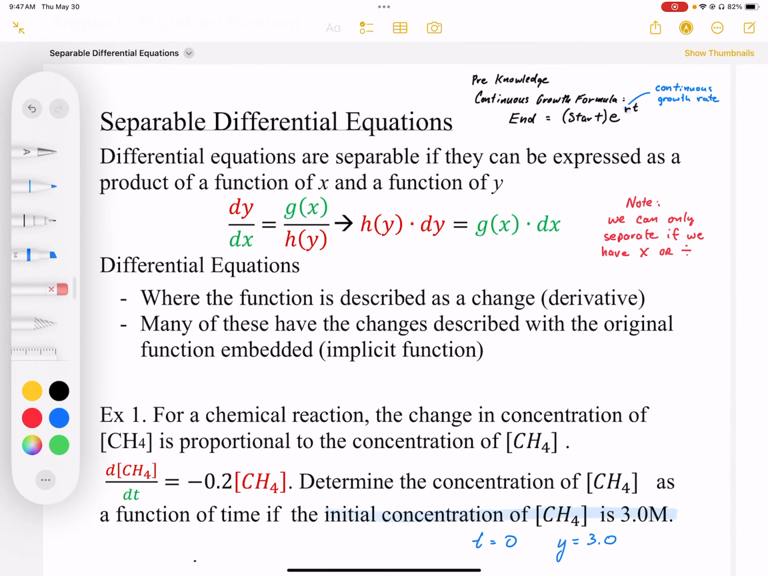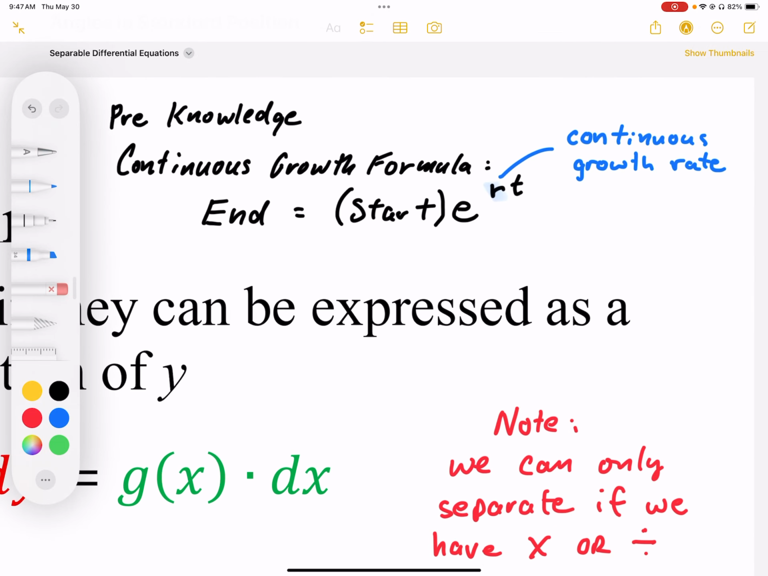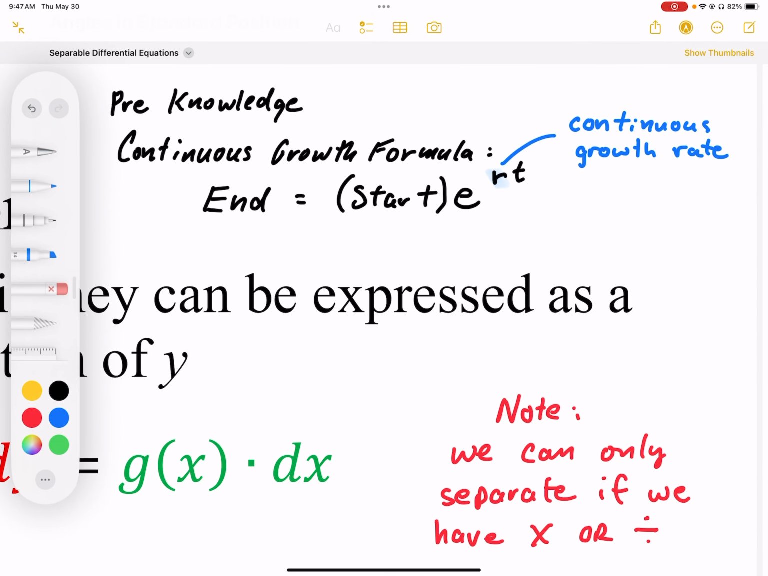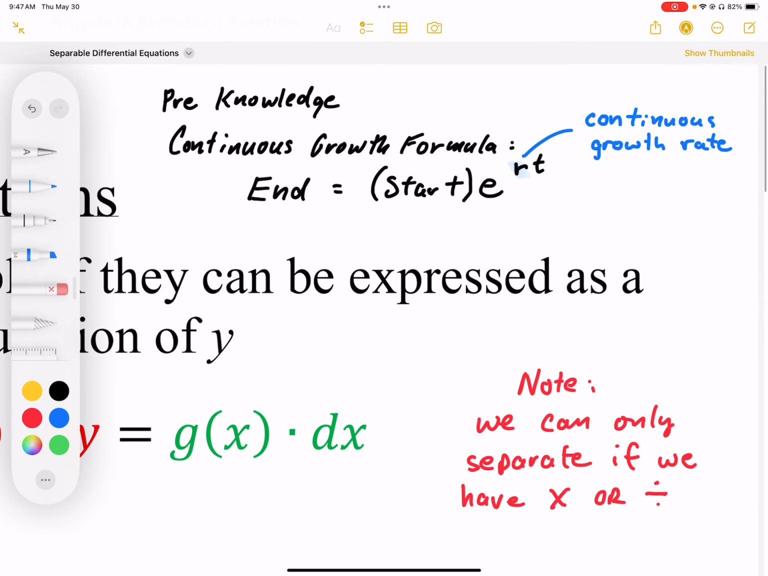So we're going to look at differential equation problems, and there is some pre-knowledge that is good to know, and that is this continuous growth rate formula. The continuous growth rate formula looks like this. The end amount is equal to the start base e to the power RT, where R represents the continuous growth rate percentage, or in some cases, it will represent the continuous decay percentage.